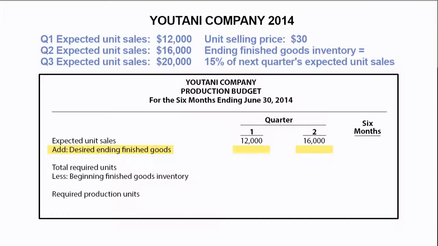Well, we know that management desires to have an ending finished goods inventory equal to 15% of next quarter's expected unit sales. So for Q1, we're going to take 15% of 16,000, or 16,000 times 0.15, to come up with 2,400 units. Now let's do the same for the second quarter. We need to calculate 15% of Q3's expected unit sales, which we know is up here, 20,000. So 20,000 times 0.15, or 15%, equals 3,000.